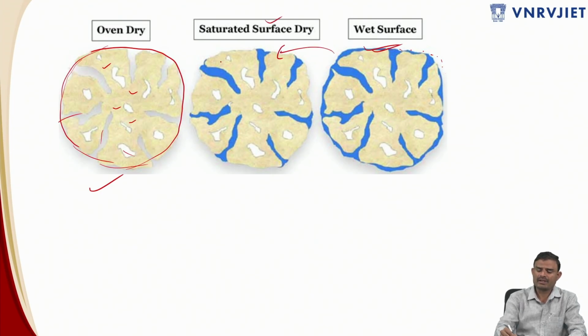The surface is dry, but the aggregate is in a saturated condition. This is the oven dry condition. This is the wet surface condition, when the aggregate is just taken out of the water measuring device. And this is the saturated surface dry condition. Once you have taken the aggregate out of the water, you rub the surface with a dry cloth so that only the surface water film is removed, but the aggregate is still in saturated surface dry condition.